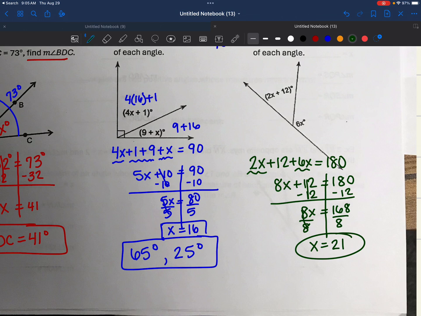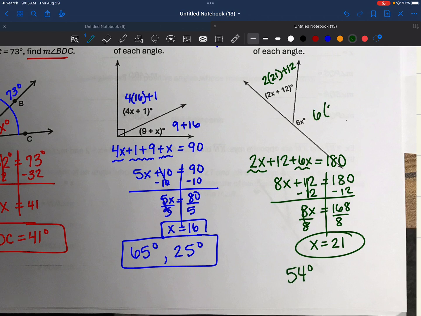All right. Now, Turner, am I finished with this problem? No. What else did they ask you to find? Find the angles. Okay. So 2 times 21 plus 12. What's 2 times 21? 42. 42 plus 12. 54. Okay. So our first angle, 54 degrees. And then down here, 6 times 21 is equal to 126. Good.